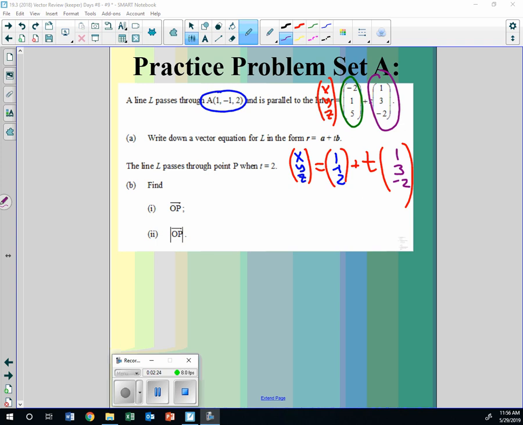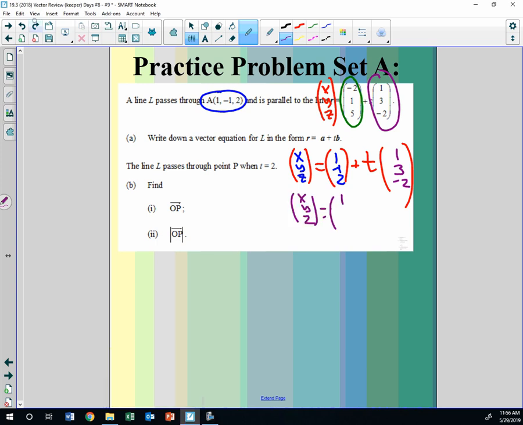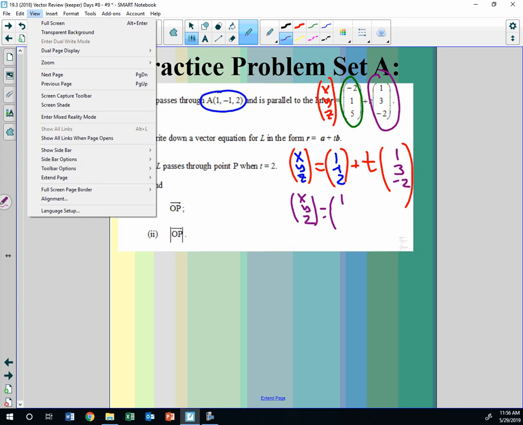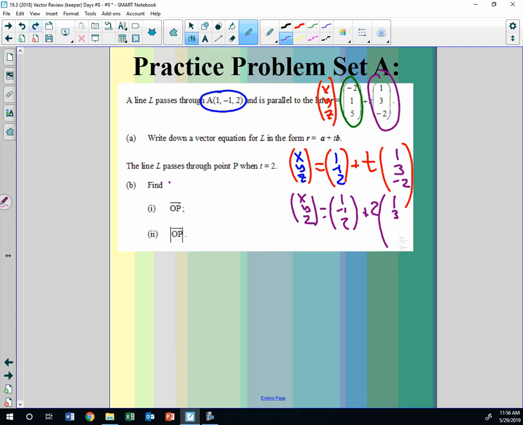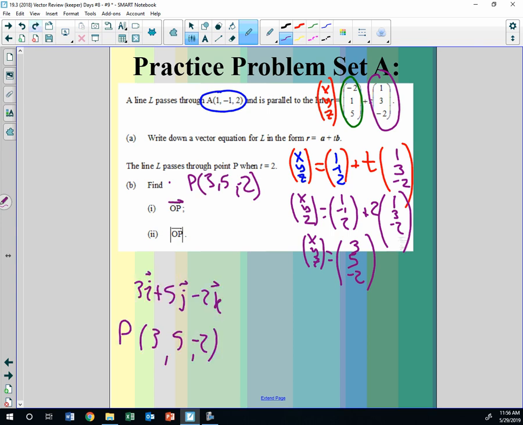Okay. So if you're finding point OP, all that you do is put in a 2 for T. And so when you add across, you're going to get X, Y, Z equal to 1 plus 2 is 3, negative 1 plus 6 is 5, and 2 minus 4 is negative 2. So that is vector OP. The point is 3, 5, negative 2, but they're asking for vector OP. And to find the magnitude of that, you're going to take the square root of 3 squared, 5 squared, and negative 2 squared. And that'll get you the square root of 38, which is the magnitude of OP.